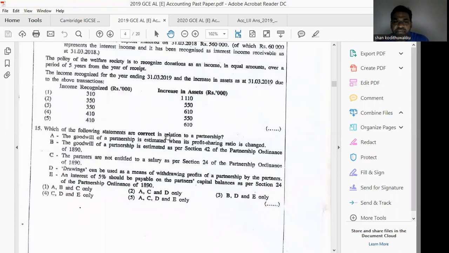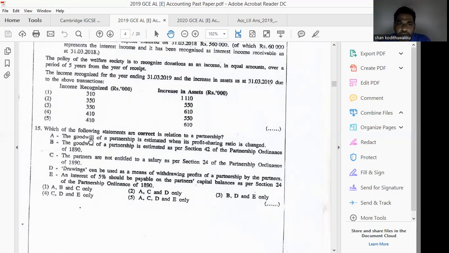Which of the following statements are correct in relation to a partnership? In a partnership, we can start a partnership in 3 ways: by word of mouth, with an agreement, or by implication. Here we are given some statements, and finally we ask which of the following statements are correct in relation to the partnership. Therefore, we should know the partnership ordinance and other acts related to partnership. Then we can easily select the correct answer.